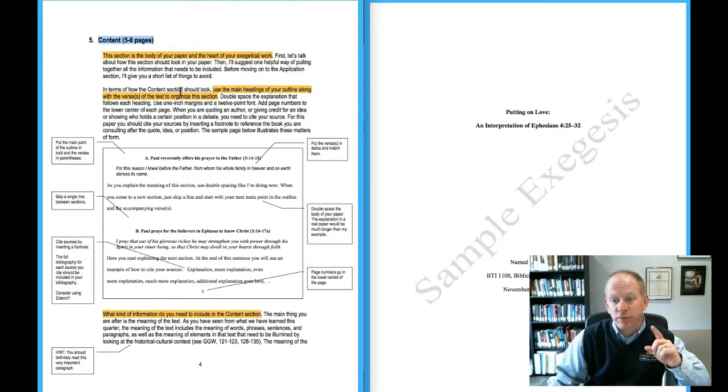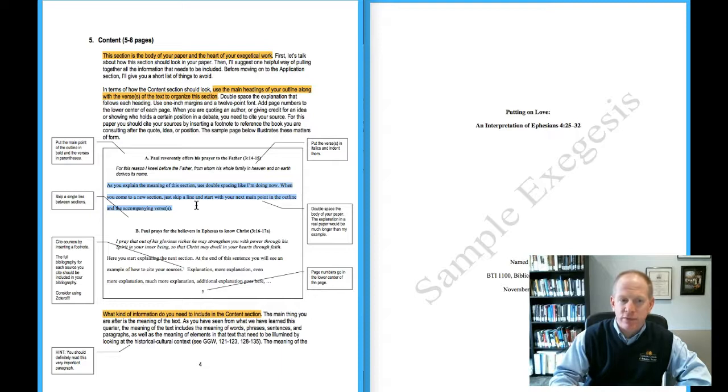Then I'm going to talk a little bit here about how it should look, and then we'll talk about what it should include. So first, you're going to use the main headings of that outline on page 1, and you're going to put those right here as the main subheads in your paper. And then you're going to include the passage of scripture there. You're going to put it in italics and center and make it look pretty. And then you're going to explain everything you need to support that idea.